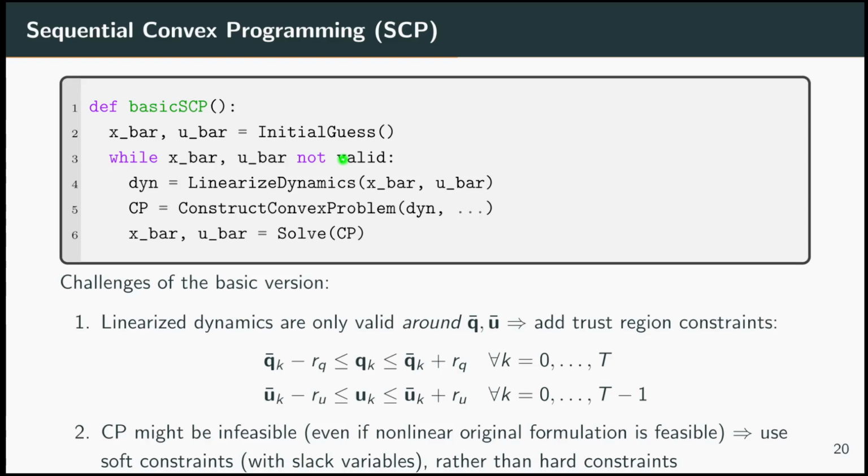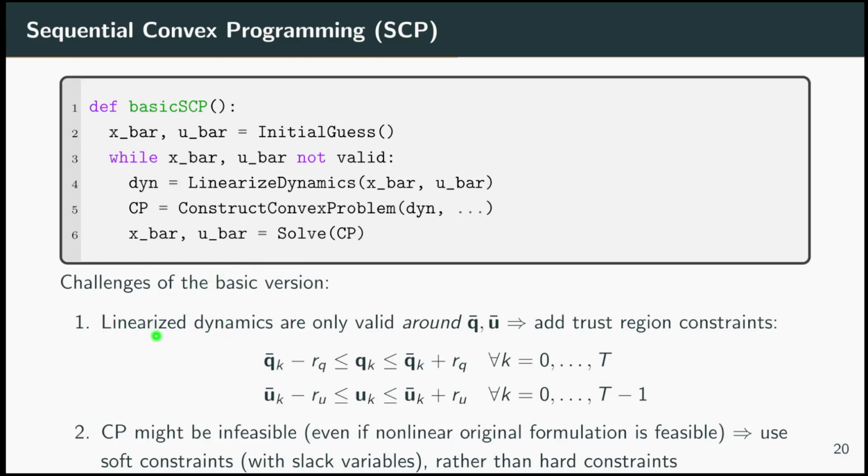And in SCP, it's guaranteed that it will converge to something. So it doesn't oscillate or anything, right? So if you just look at the change of x bar and u bar between iterations, at some point there will be almost no change anymore. And so there are still some challenges with this version.